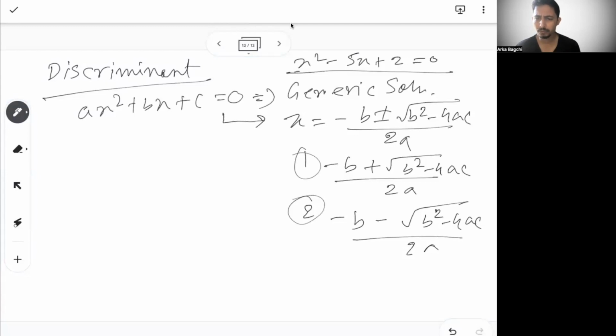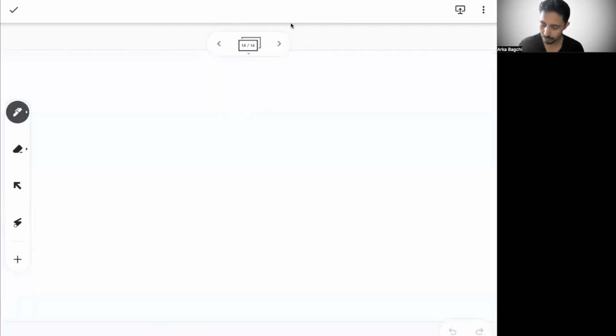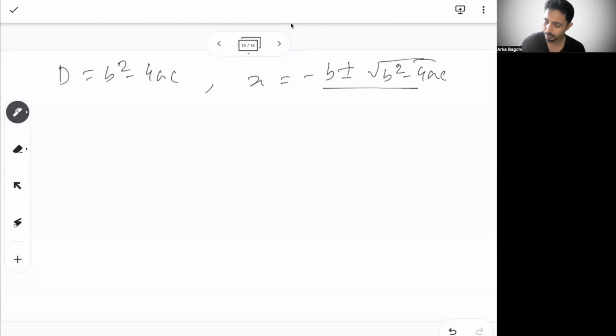Now minus b and 2a are very generic, but depending on the nature of b square minus 4ac, since it is under the root, the nature of the roots changes. So b square minus 4ac is called the discriminant. It is a very powerful piece. It can change the nature of the roots, and we will see how. This is denoted as D. Okay, move on. So I'll just write D is equal to b square minus 4ac just for your reference, and x equal to minus b plus minus root over b square minus 4ac by 2a.